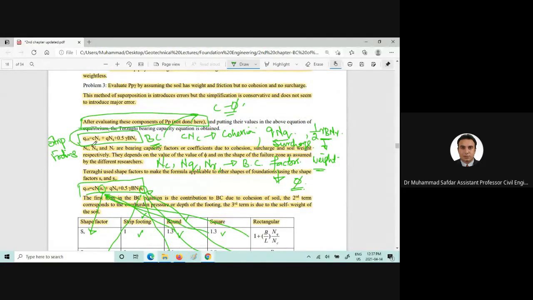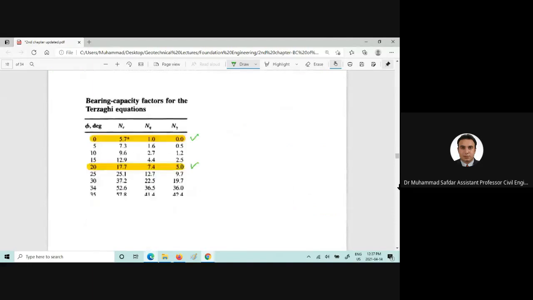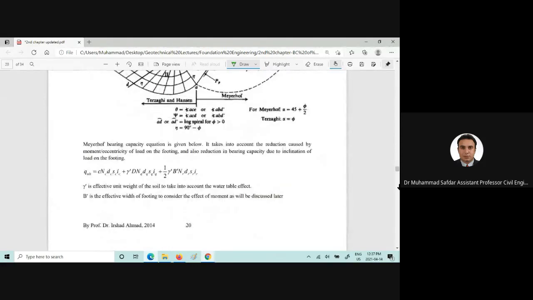So Terzaghi started with this equation. Then he added the shape factors. Then Meyerhof came, and he also introduced the water table effect. And now Meyerhof will introduce several other parameters and factors like the inclination factors and the depth factors as well, to extend this equation to more realistic cases which can be used practically in the field.